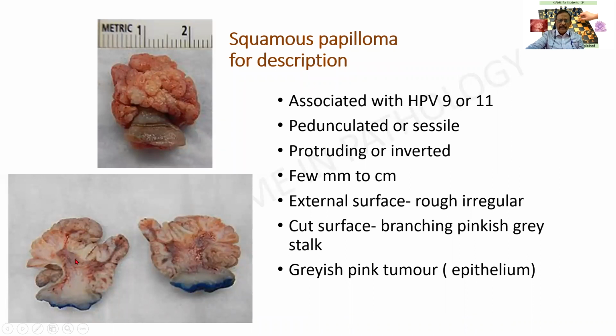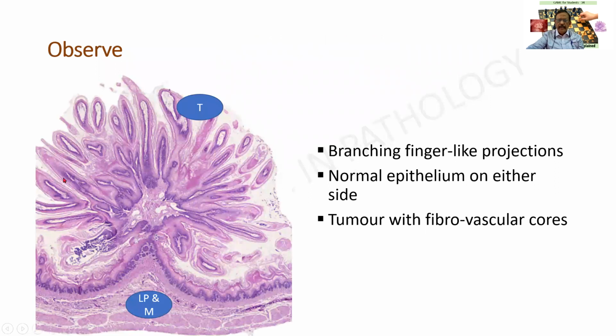This is the cut surface and this is a stalk, and I'm finding a branching tumor over here. It is brownish or grayish pink in color.